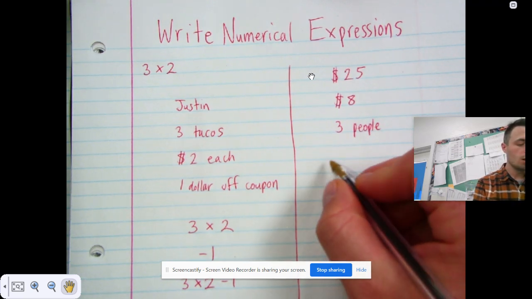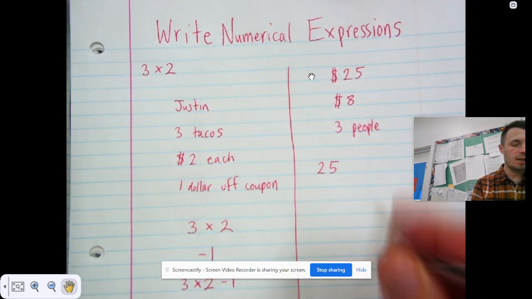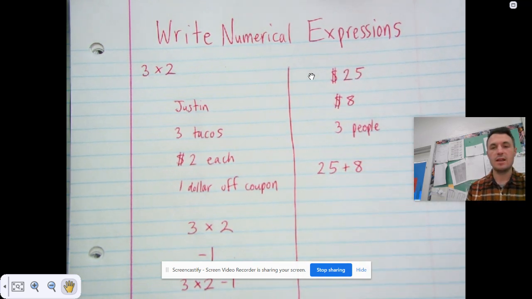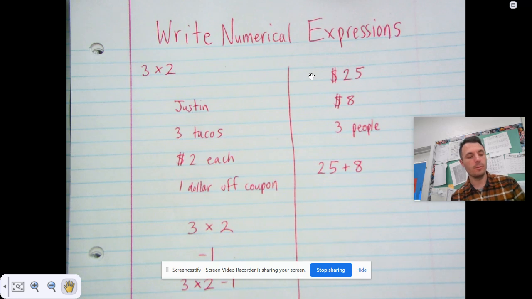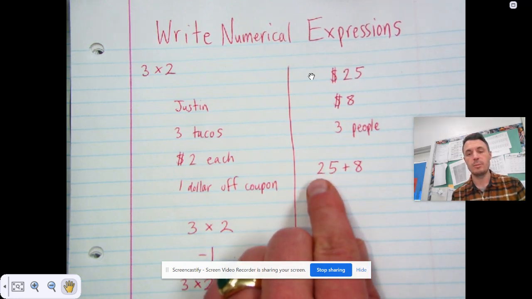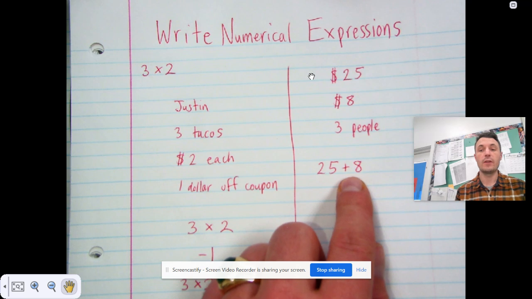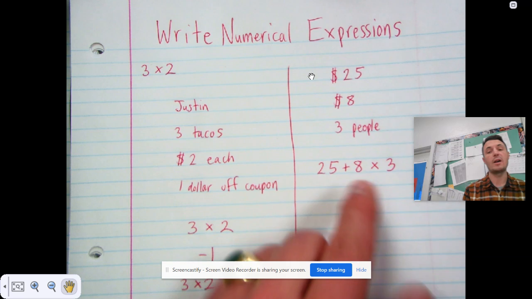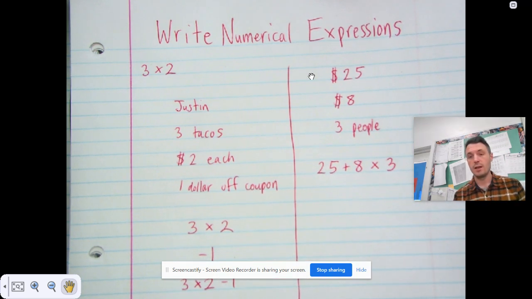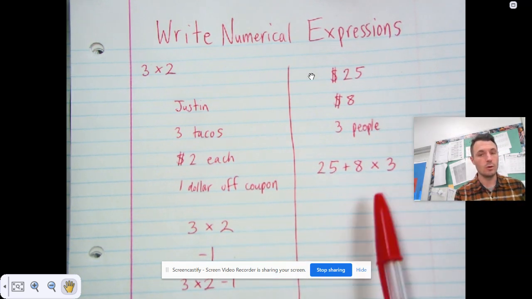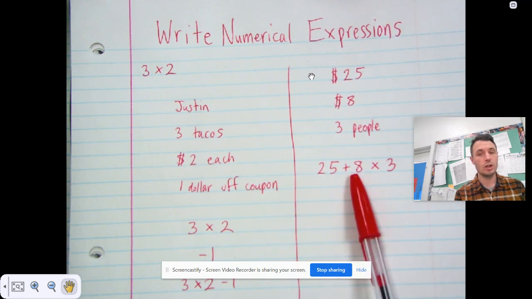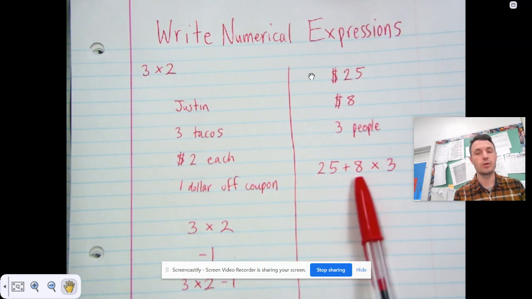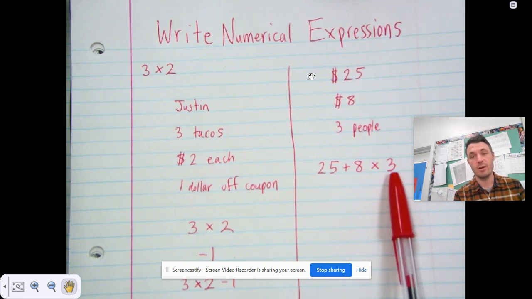So they each spent $25 and they each spent $8. So we add 25 to 8. And there's 3 total people. So that's what one of them would spend, 25 plus 8. To show that there's 3 of them, we would multiply that by 3. We also have to remember the order of operations here, because without parentheses, this won't be correct. We have to do the addition before the multiplication because the total number that each friend spent needs to be multiplied by the amount of friends.